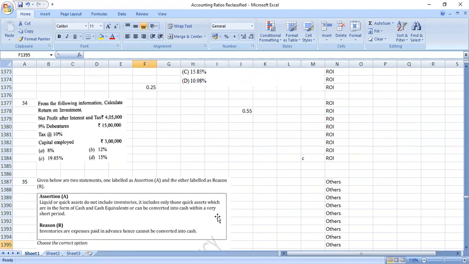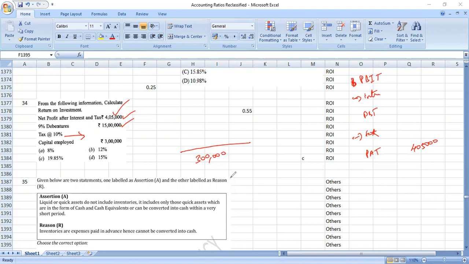Question 34. From the following information, calculate return on investment. Same kind of question, my dear children. Net profit after interest and taxes 4,05,000, 9% debentures, 15 lakh, tax at the rate of 10%. Capital employed has been given, so the denominator is given, capital employed 3 lakhs. Even if it is not given, it is debt plus equity. And we need profit before interest and tax. So interest will give you profit before tax, minus tax will give you profit after tax. They've given us profit after tax of 4,05,000.